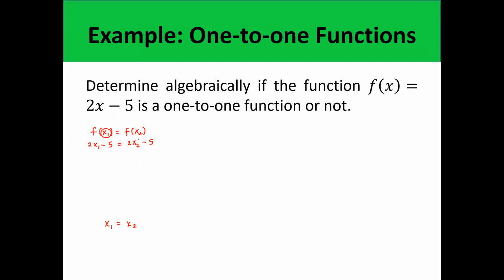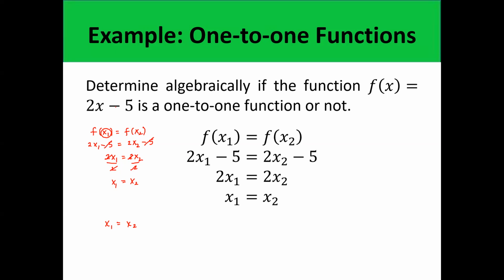Now, if we add 5 to both sides of the equation, or if we transpose the negative 5 to the other side, those will just cancel out. So we get 2x1 is equal to 2x2. Then if we divide both sides by 2, we get x1 equals x2. This satisfies the definition of a one-to-one function. Therefore, the function f of x equals 2x minus 5 is a one-to-one function.